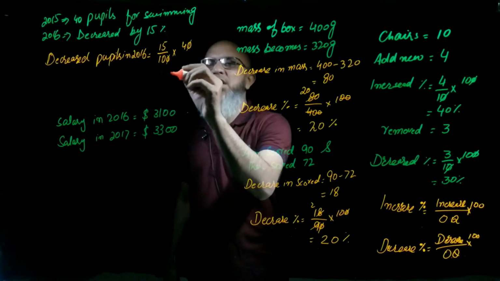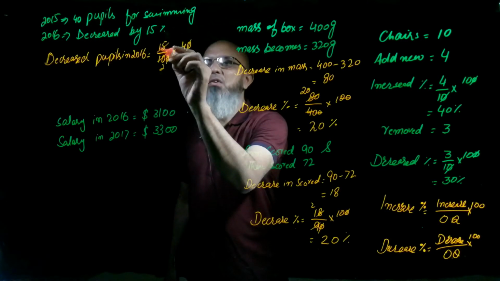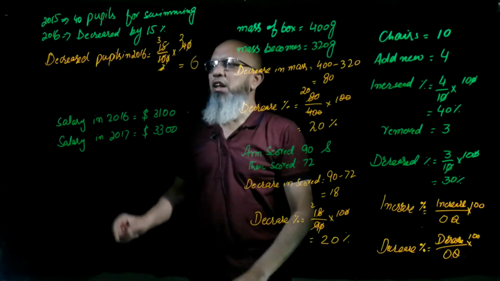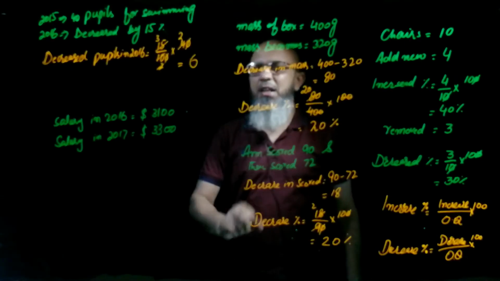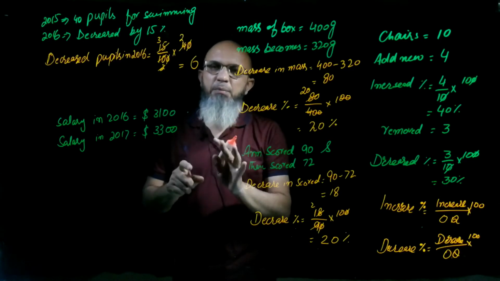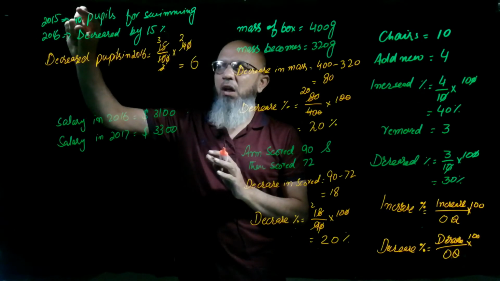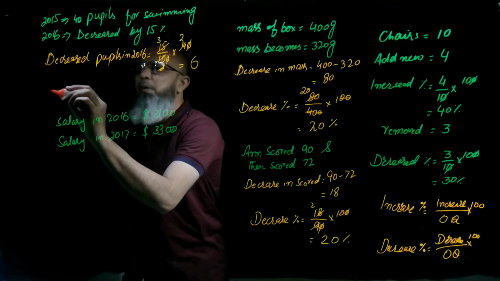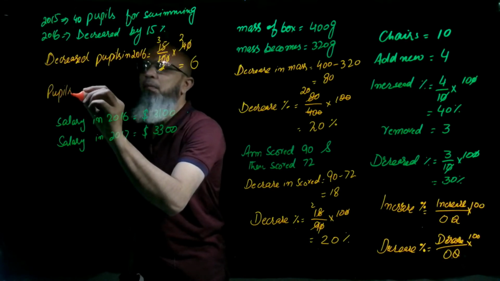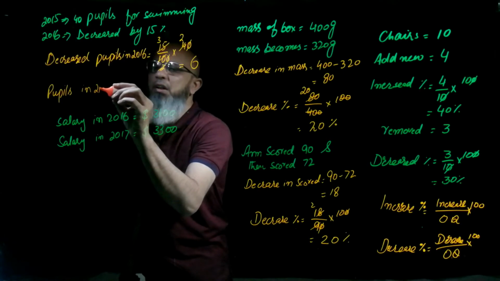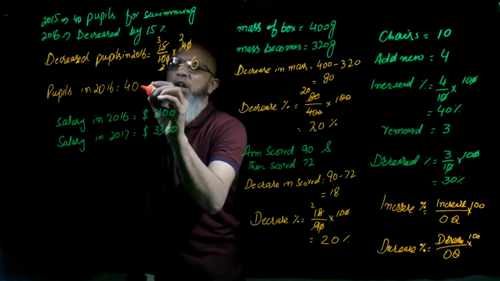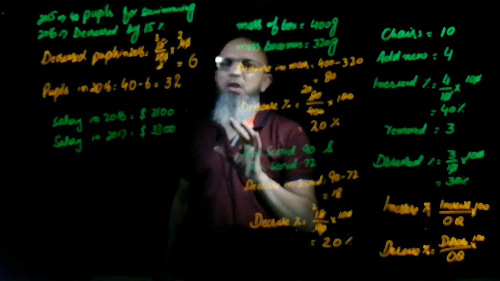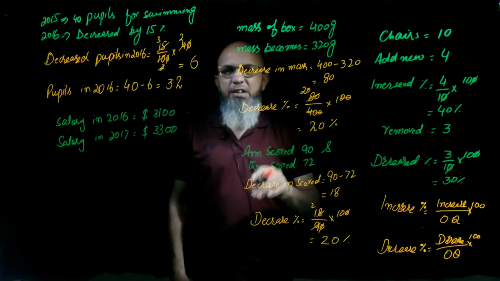So you can simplify: cut the 0s, 5 3s are 15, and 2 2s are 4. Your answer is 6. So 15% of 40 pupils is 6, which means 6 pupils decreased in the year 2016. And what is the total pupils? That is 40 pupils. So we will subtract, since it decreased by 15%. So pupils who go for swimming in 2016 are 40 minus 6, which is equal to 32. How can we get 6? Because 15% of the pupils decreased, right?